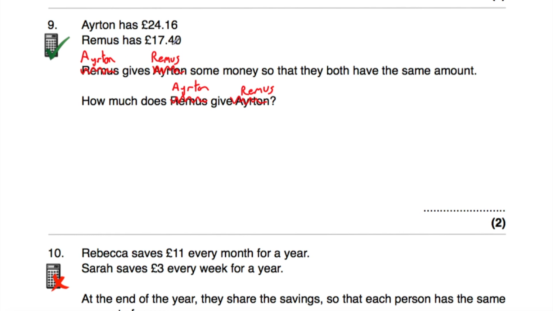One approach is to add the amount of money they've got, so see how much money they've got altogether, divide it by 2 to find the midpoint, so to find out if they share the money equally, how much they each have, and then you could take that away from how much money Ayrton had to begin with to see how much money Ayrton's given Remus.